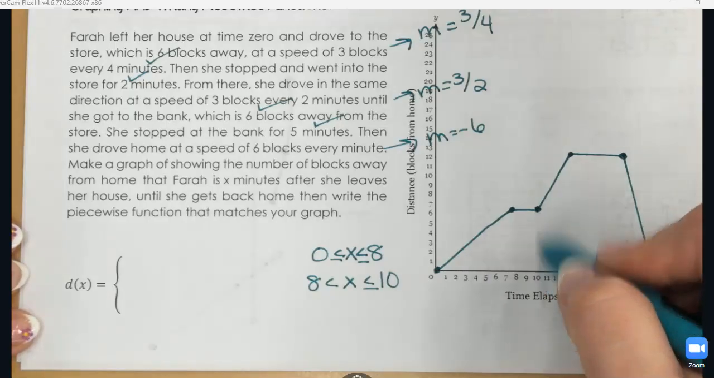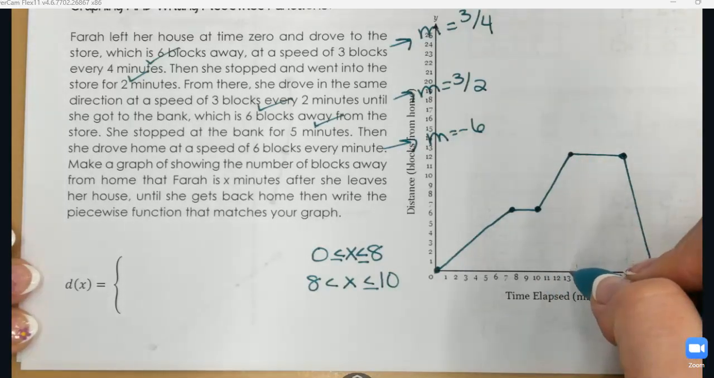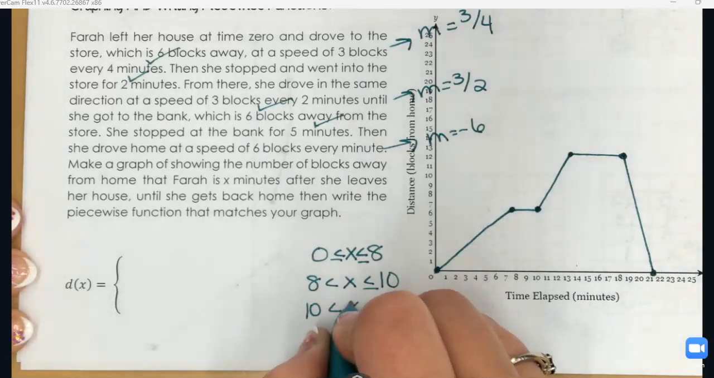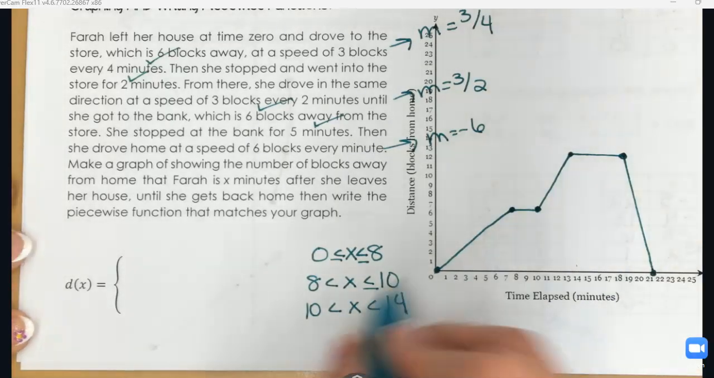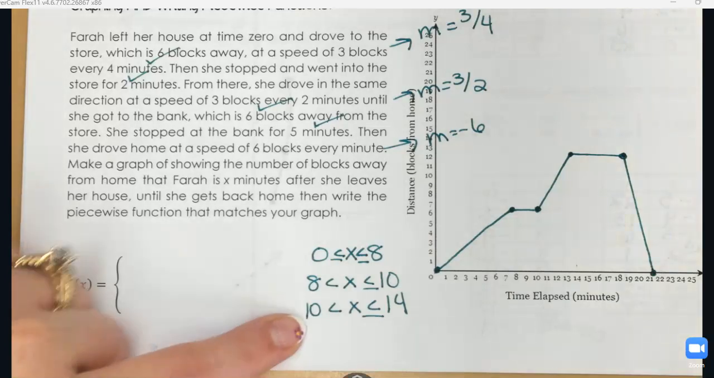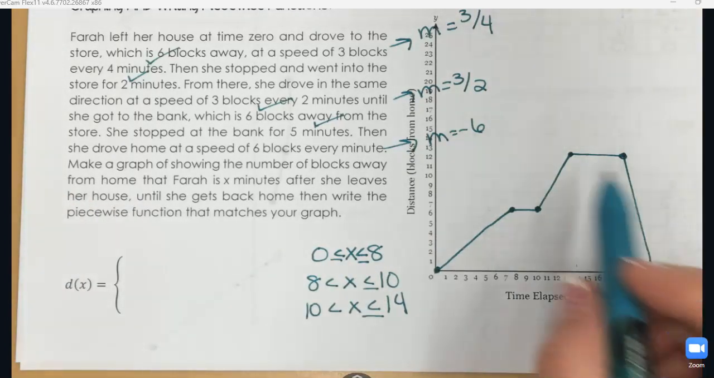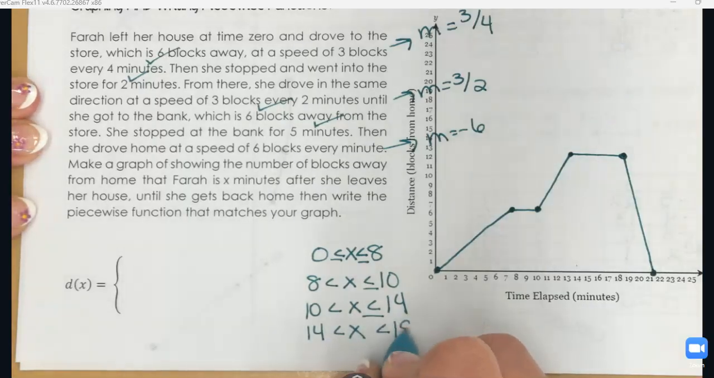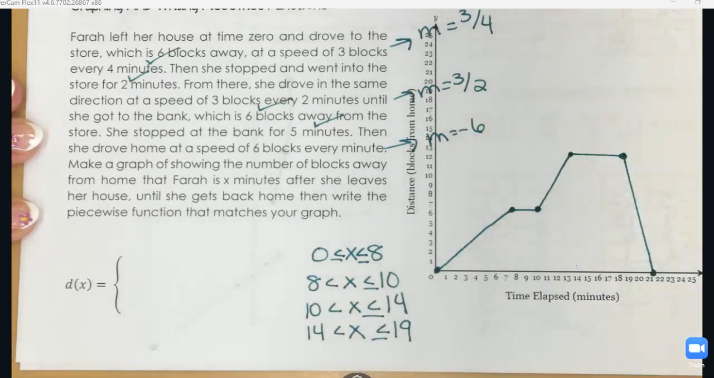Then my third interval is from 10 till 14. And then again, same story here. I'm going to include the 14, but not the 10 since we included it previously. Then when she's in the bank, that's from minute 14 to minute 19. Again, I will only include the 19. And then from minute 19 to 21, when she goes home, only including the 21. Now I need to figure out these 5 equations.